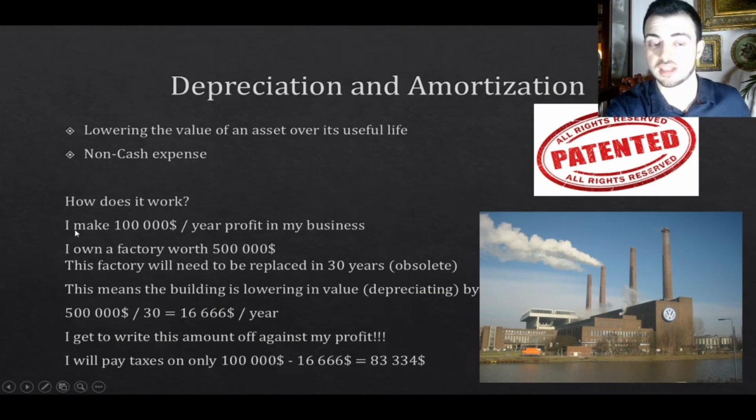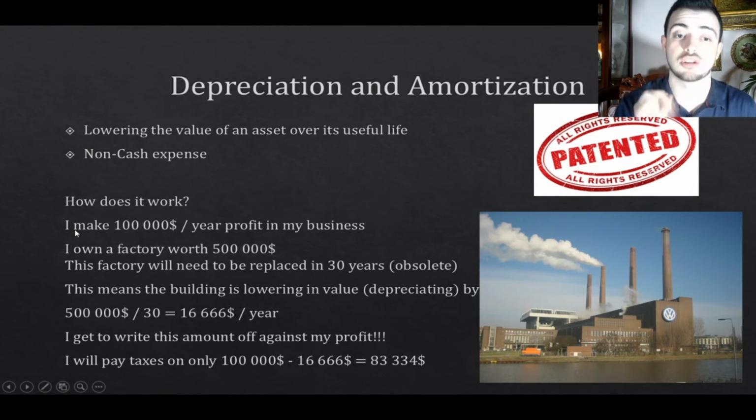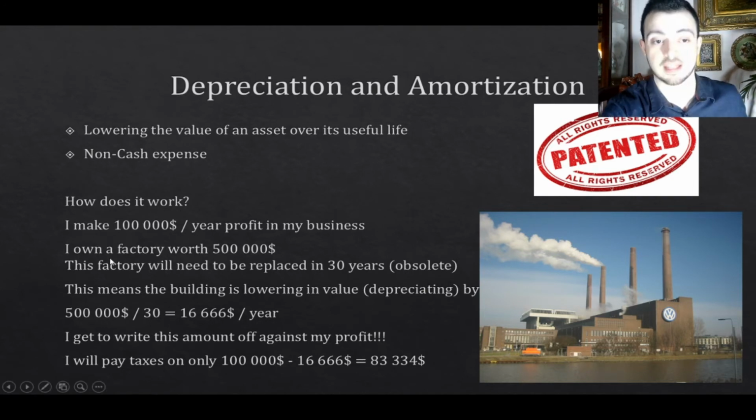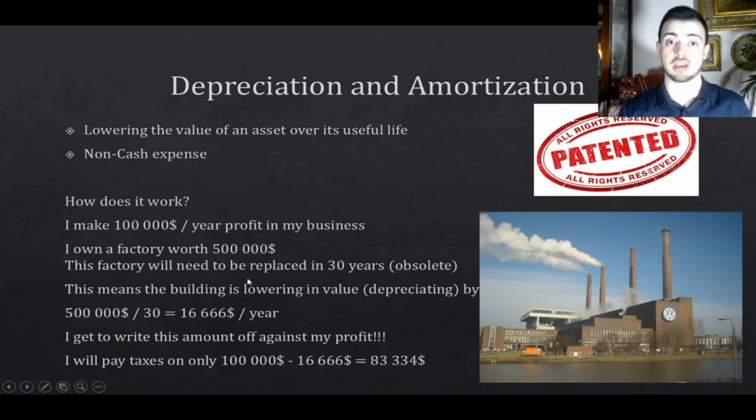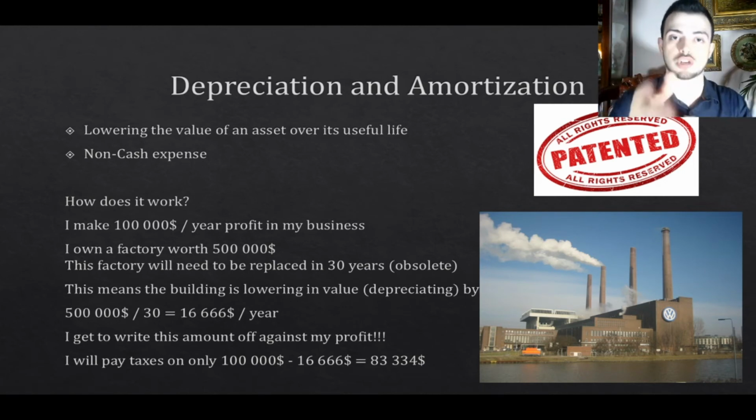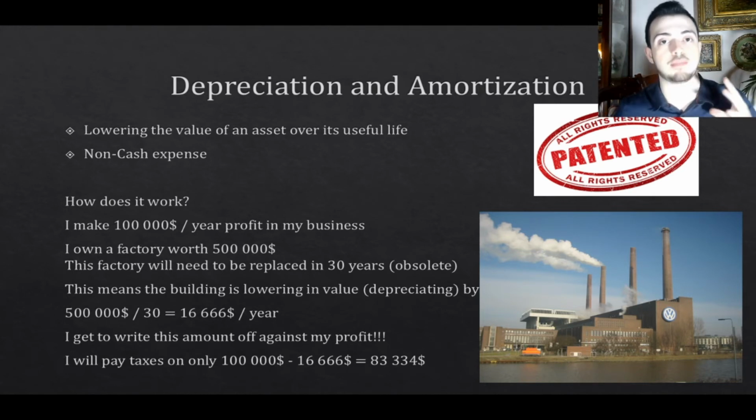So first off, let's assume I make $100,000 per year profit in my business. Let's also assume that I own a factory worth $500,000. This factory will need to be replaced after 30 years. Usually real estate is a very depreciated asset. Real estate and equipment are the main ones to my knowledge. Let's say I have a factory and it's only good for 30 years. After that, it's going to be worth $0. I'm going to have to buy a completely new factory.